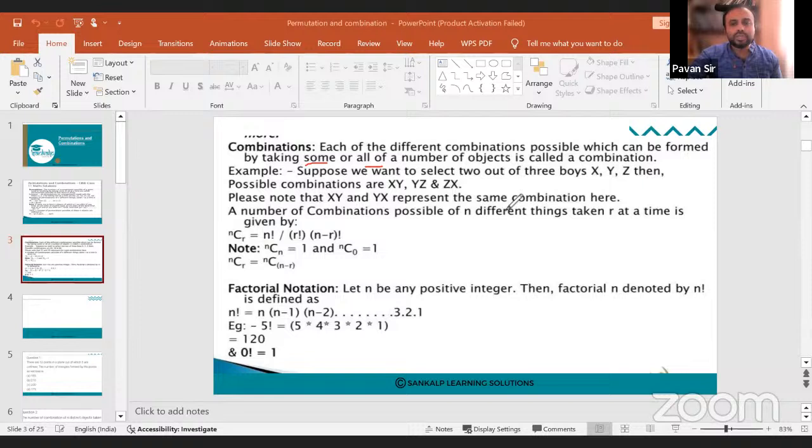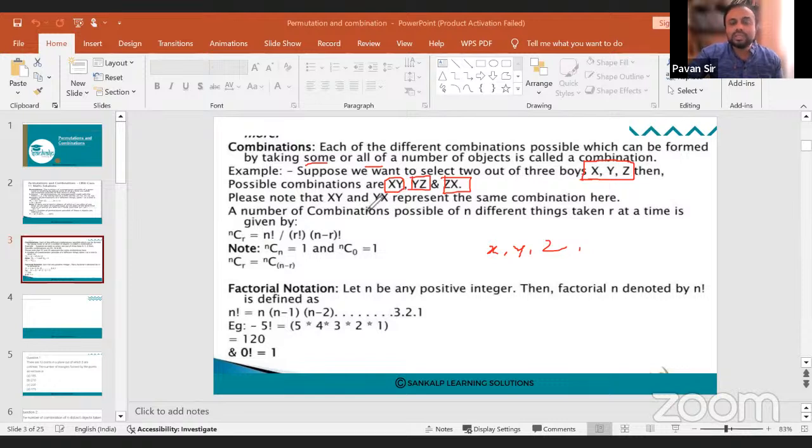For the given objects, for example x, y, z, what are the different combinations present is what the combination concept concentrates on. Suppose we want to select 2 out of 3 boys, x, y and z. In what combination can we select them? First is x and y, the second combination is y and z, the third combination is z and x.